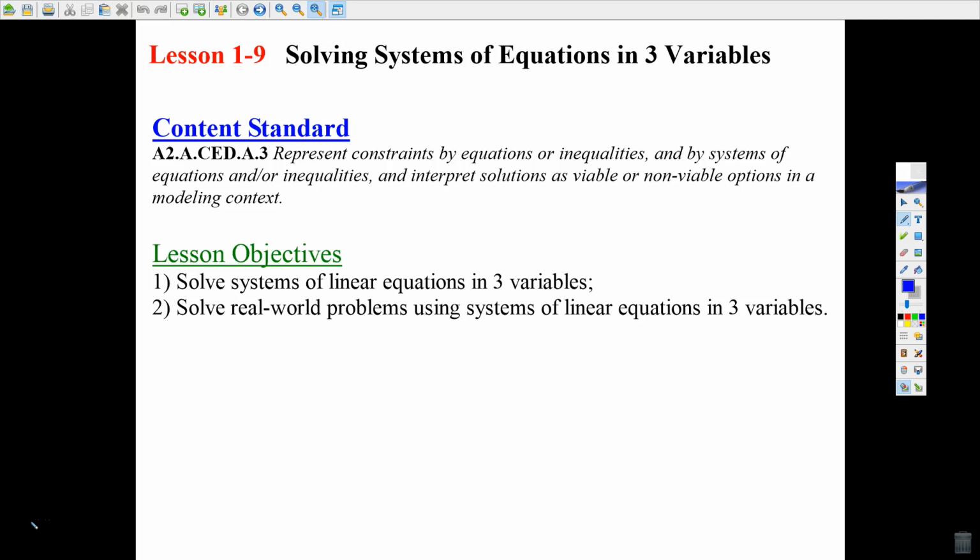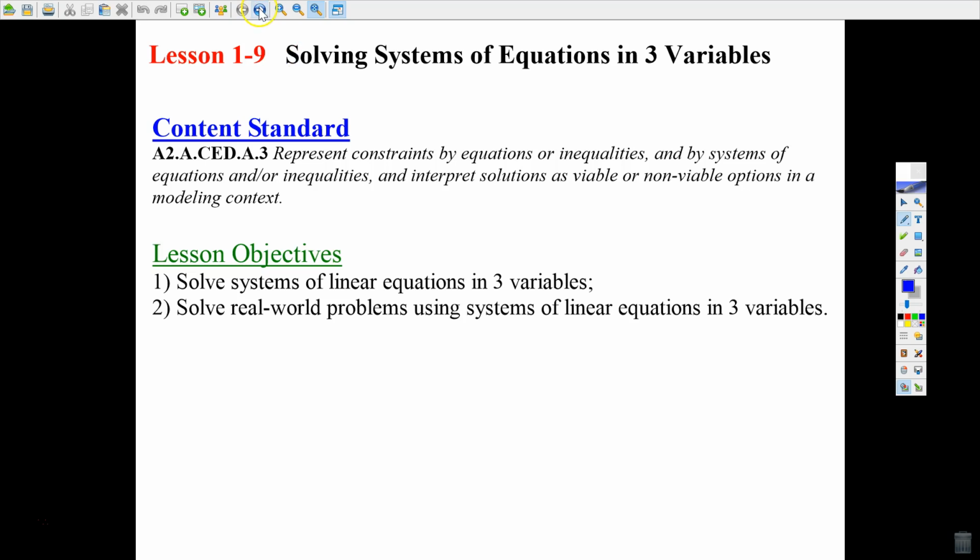In Lesson 1.9, as you can see, we're going to be solving systems of equations in 3 variables, and we're going to use the elimination method as our primary means of doing this. So in the first objective that I have, that's literally what we're going to do. We'll be handed a system of equations in 3 variables, and we're going to be asked to solve for each of those 3 variables. And then as we've gotten a taste of that, then we will move into some real-world problems where we have to set up the system and then solve it.